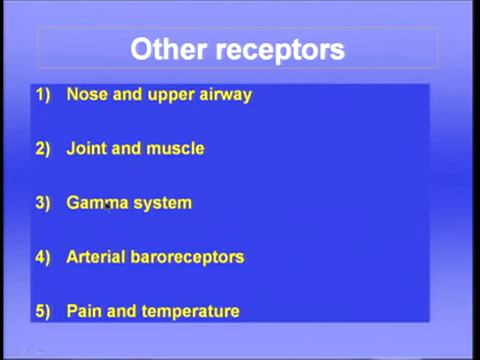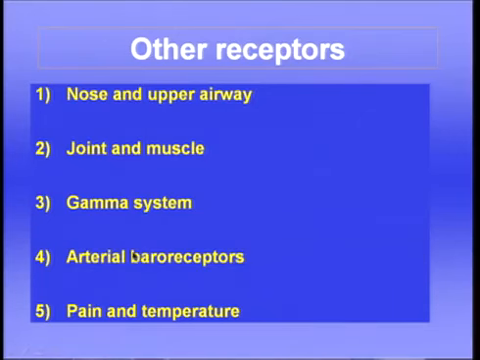There's a thing called the gamma system, which has to do with sensing the elongation of muscles. And some people believe that the gamma system may be important in the sensation of dyspnea. Dyspnea means the sensation of shortness of breath, difficulty with breathing, and some people think that the gamma system may be important there, although that's not certain. I mentioned the baroreceptors, and we saw that the baroreceptors are anatomically close to the peripheral chemoreceptors. And the baroreceptors do play a role to some extent in the control of ventilation.